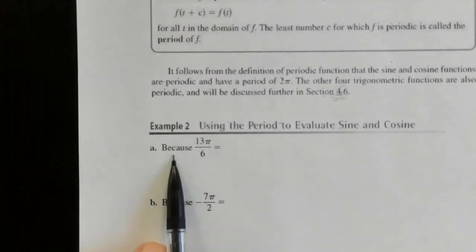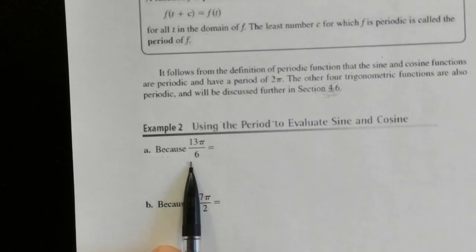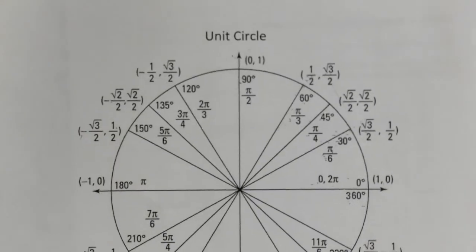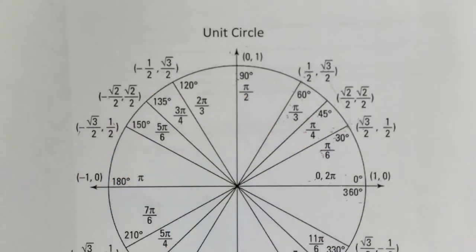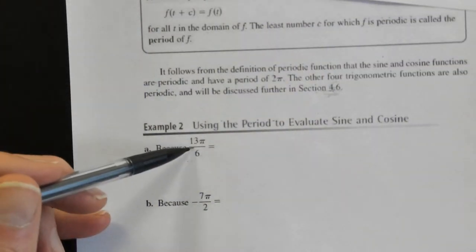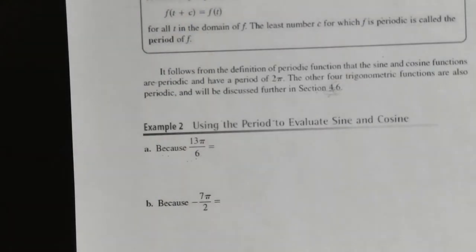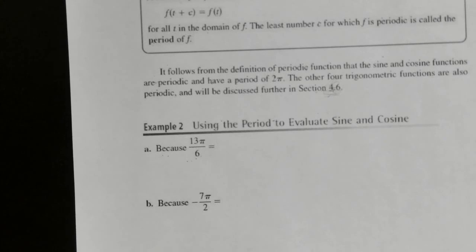So, using the period to evaluate sine and cosine. Now what they want us to find is the sine of 13 pi over 6 and the cosine of 13 pi over 6. Now, here's the deal. 13 pi over 6 is not on the unit circle. So how do we know what point we're dealing with? Well, we've got to see what 13 pi over 6 corresponds to, by trying to either add or subtract to get it back within that 2 pi interval.